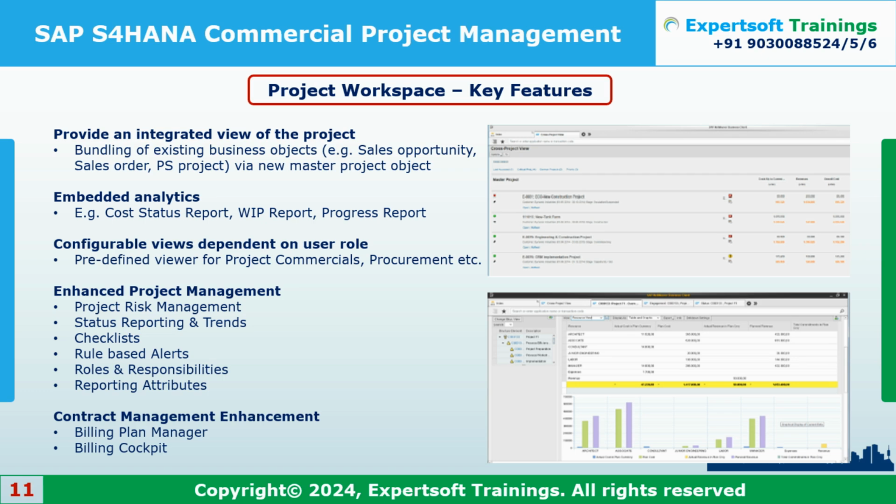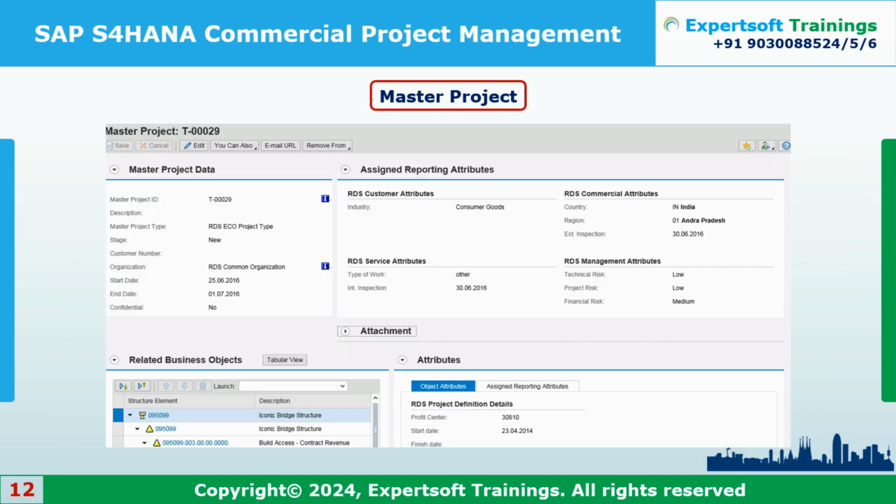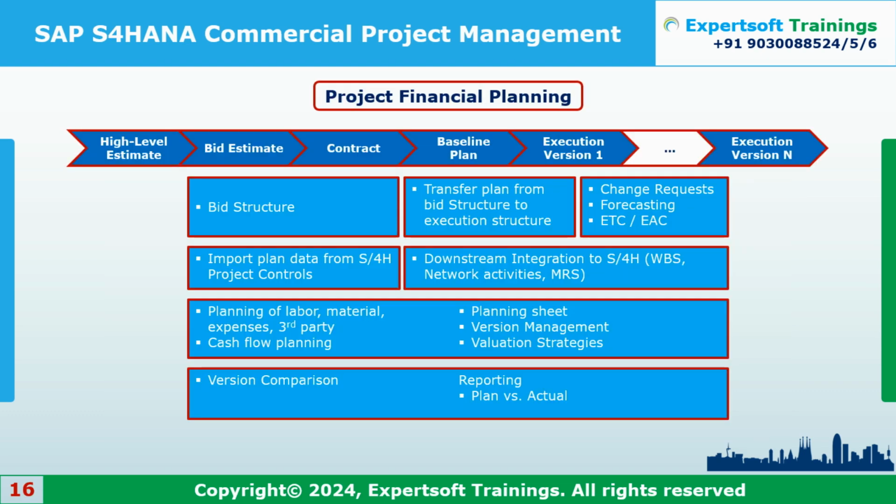Okay, fine. So this is project financial planning. In project financial planning, we are going to do all sorts of project financial planning along with revenue planning, along with some sort of forecasting. Earlier, as we said, you do a high level estimation, then the basic estimation. Under that, you create the bid structure under your project financial planning.